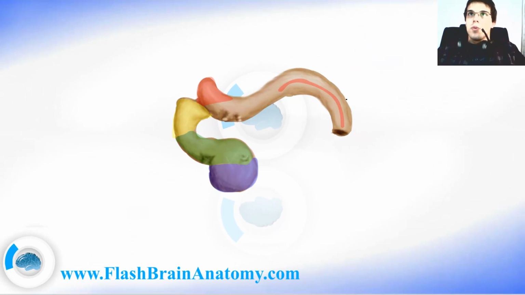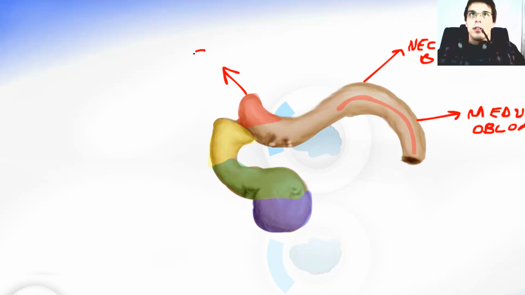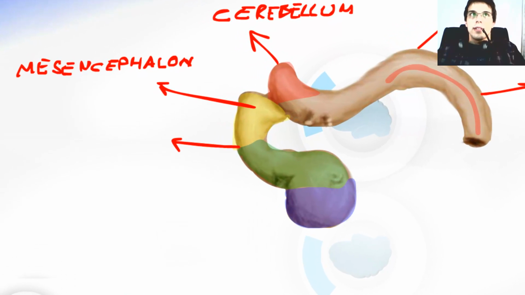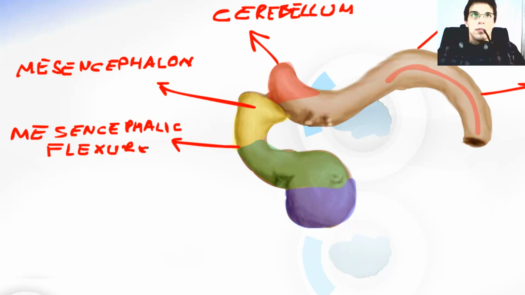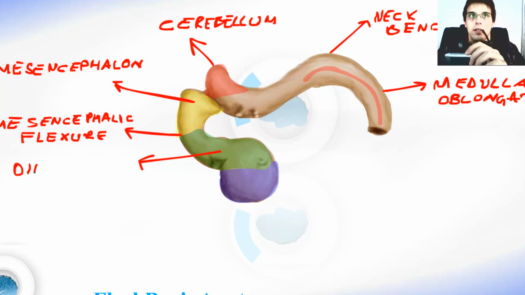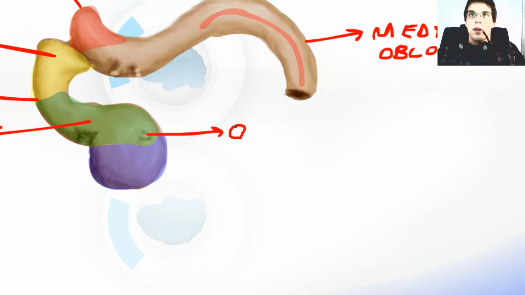So let's repeat all this. We had the medulla oblongata. This curvature over here is the neck bend. Then we had the cerebellum, the mesencephalon. Then this curvature over here is the mesencephalic flexure. And then we had the diencephalon. On there we can see the first sign of eye creation. It's called the optic cup. And then we had the telencephalon.